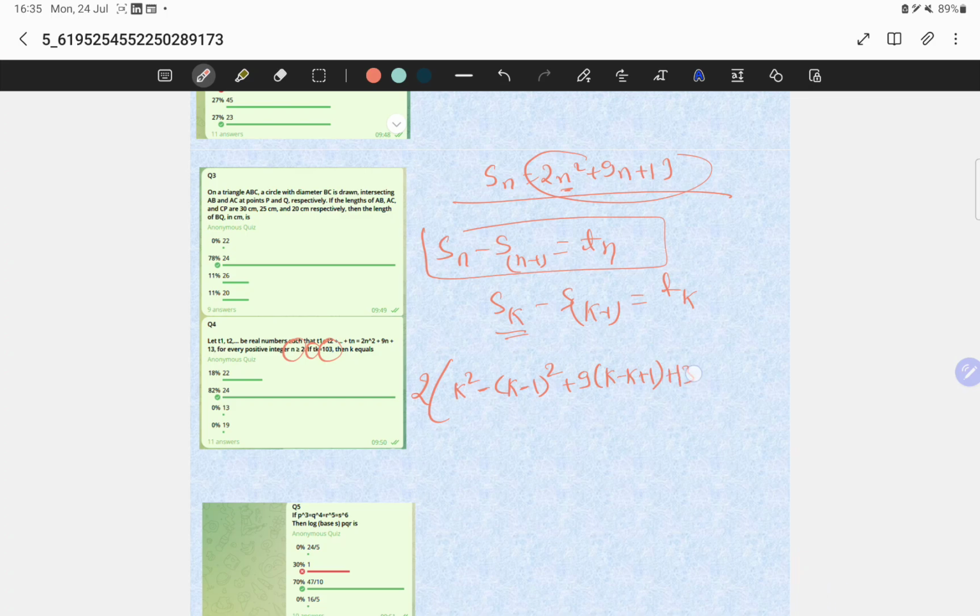I got it. So 13 minus 13. Yeah, this is better. You better write it in this way in exam as well. Okay, so this gets cancelled. Now here you can write it as 2k square minus k square plus 2k minus 1, and here this gets cancelled, plus 9 equals 103.